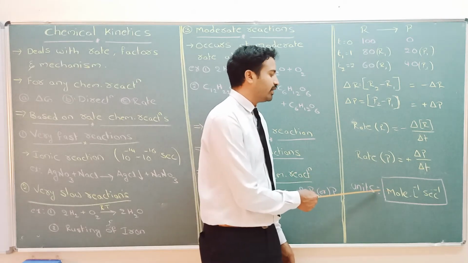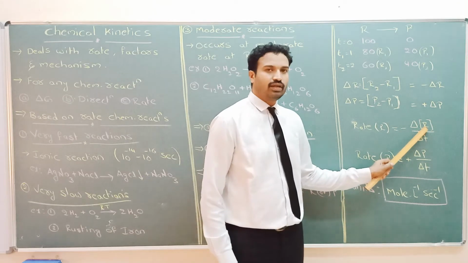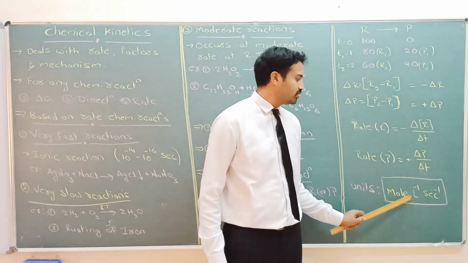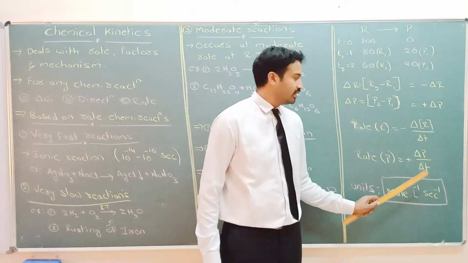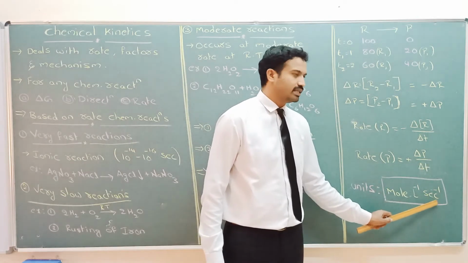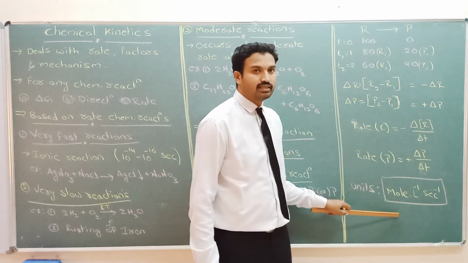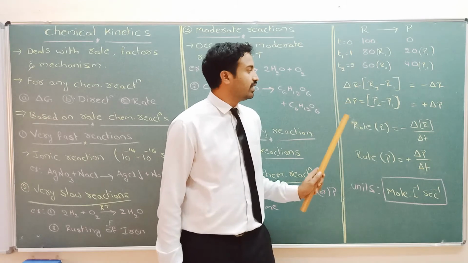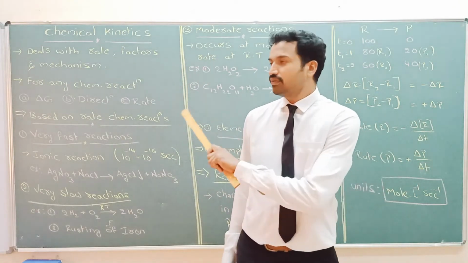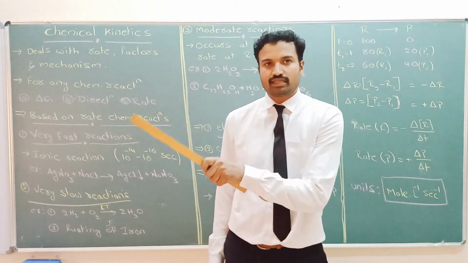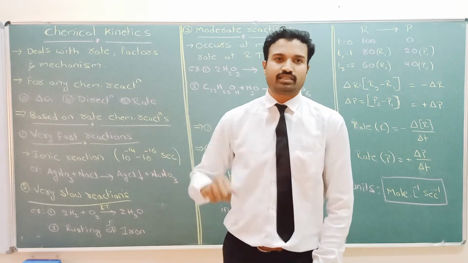Now the units of rate of reaction. Concentration units are moles per liter, that is mol L inverse. Time is in seconds, so second inverse. This is about the units and definition of rate of reaction. Next we will discuss the graphical representation of decreasing concentration of reactant and increasing concentration of product.